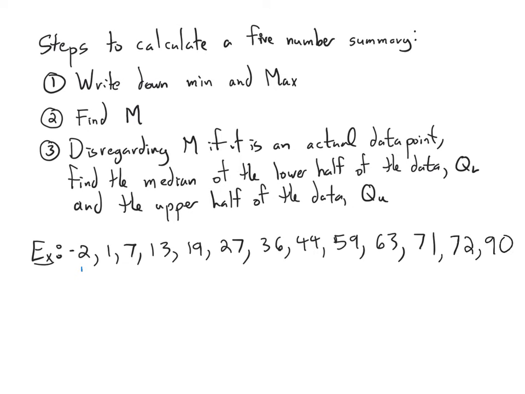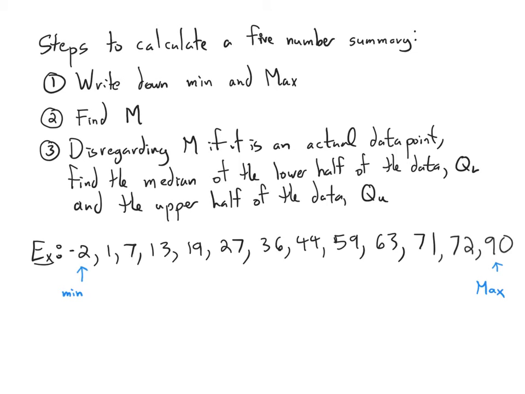So here's an ordered data set down here. Of course, the minimum is -2. The maximum is 90. That's easy. So we have those two numbers for our 5-number summary. We just need to find the other 3.